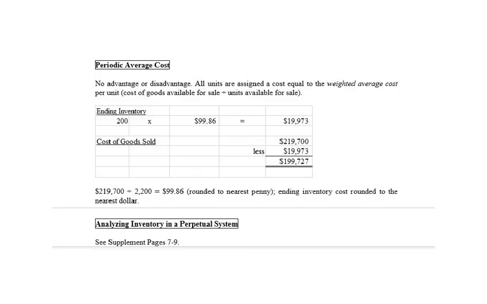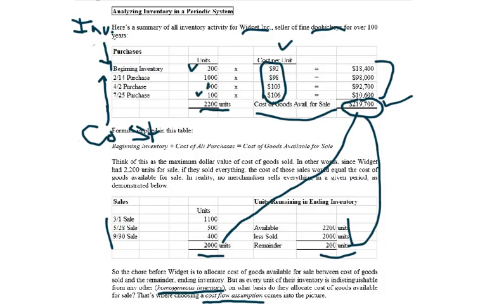Now, lastly, we have periodic average cost, which is, I think, very straightforward here. Again, we're going to utilize a weighted average cost, which is defined as taking cost of goods available divided by units available. So I'll go back to the initial slide here, which is desperately in need of some housekeeping. There we go. Just take all this stuff out here.